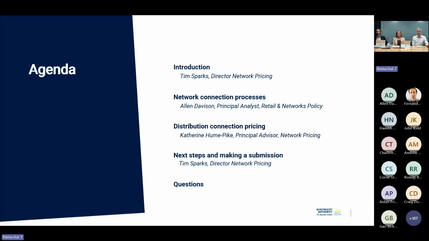So I might just go through the agenda if we could have that. First we are going to tackle network connection processes with Alan Davison. And I should introduce Alan as well. He's not in the room with us, but he is a principal analyst in the Retail and Networks Policy team at the Authority, and he'll be leading on network connection processes. And then we'll have Catherine talking about distribution connection pricing, and we'll just finish up with next steps.